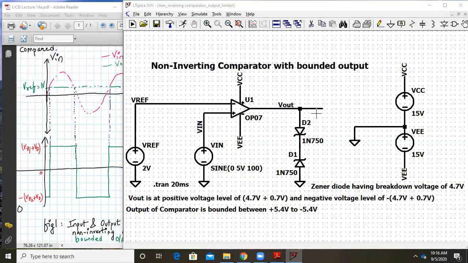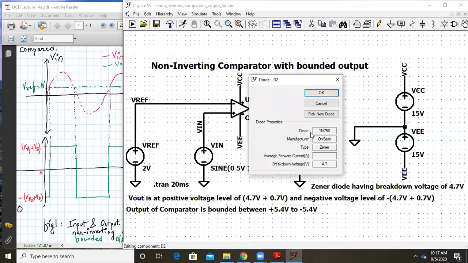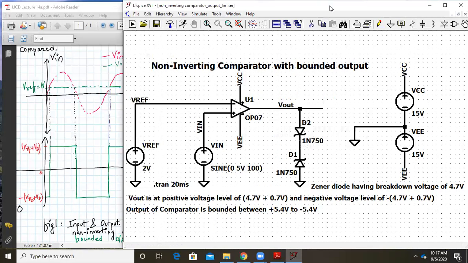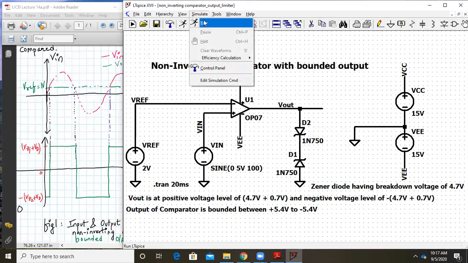And we have connected at the output two Zener diodes back to back. The op-amp is powered with plus or minus 15 volt supply. Let's see, what's the Zener voltage? Okay, so the Zener breakdown voltage is 4.7. Let me simulate this and check my output.